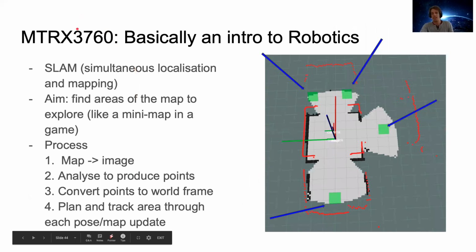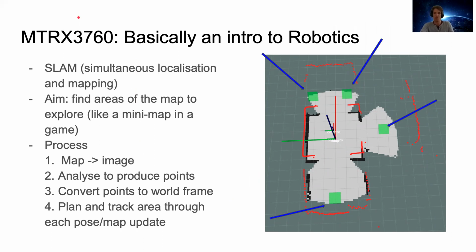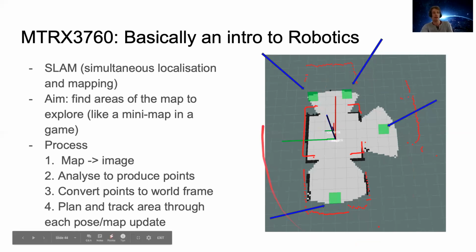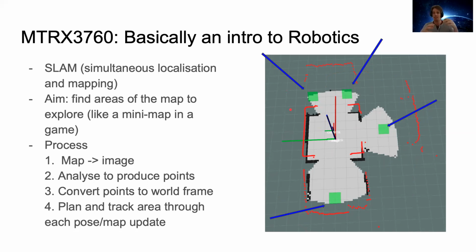MTRX 3760 is for Electronic engineers, and you'll do it in third or fourth year if you're a double. It's basically an introduction to robotics, and I came up with a cool approach to mapping, or planning. We had a robot going around trying to explore a maze, and we would generate a map of the environment like this. You can think of it like a mini map in a video game, where you haven't explored it yet, and so you want to go to the edges of the map.